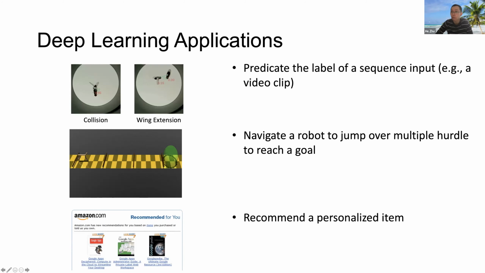Okay, so deep learning has been used in many applications. For example, we can use a deep neural network to predict the label of a sequence of input, for instance, a video clip. We can also predict the label for every frame in the video clip as well. For another example, we can use a deep neural network to navigate a cheetah to jump over multiple hurdles to reach a goal. And we can also use a deep neural network to make a personalized recommendation to the users of a website. So deep learning has achieved remarkable success in all of those application domains.